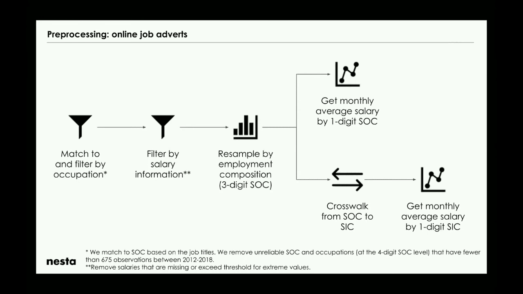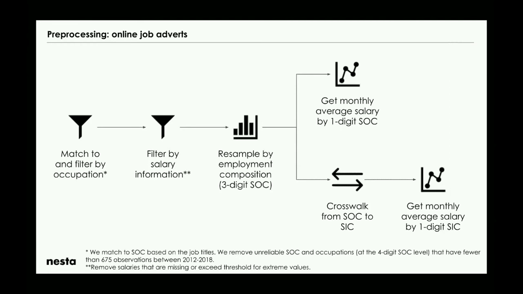Once all that was done, we could directly get the monthly average salary by 1-digit SOC. We kept it at the broad level since it was an exploratory analysis, and we wanted to have a bit of an idea of potential underlying patterns rather than going directly to increasing the detail of the occupations or industries analyzed.